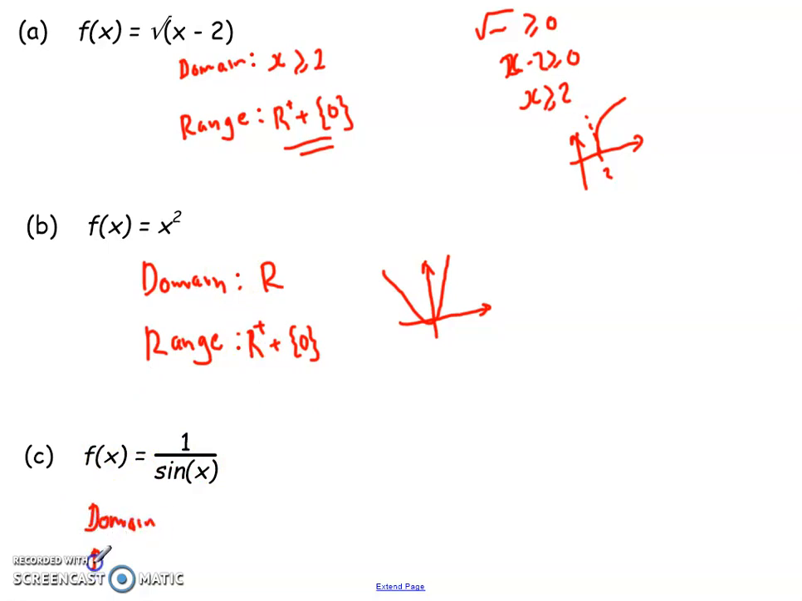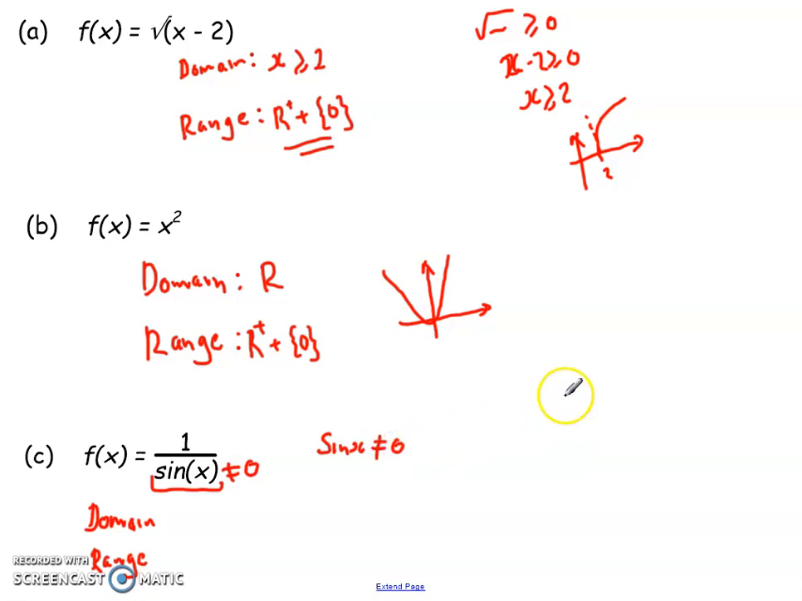Now, I'm going to give you a little bit of a hint. Anytime you get a function that's of this format, so something over a denominator that has some sort of dependence on x, focus on that, because you know that the denominator cannot equal 0. So what we want in this case is sine x cannot be equal to 0.